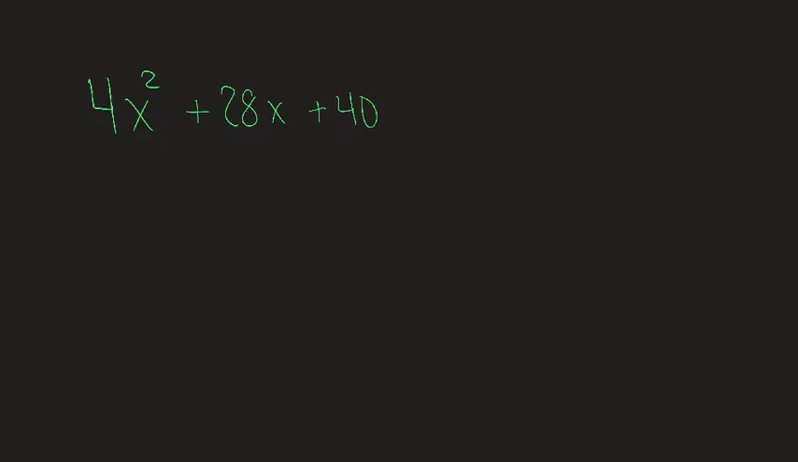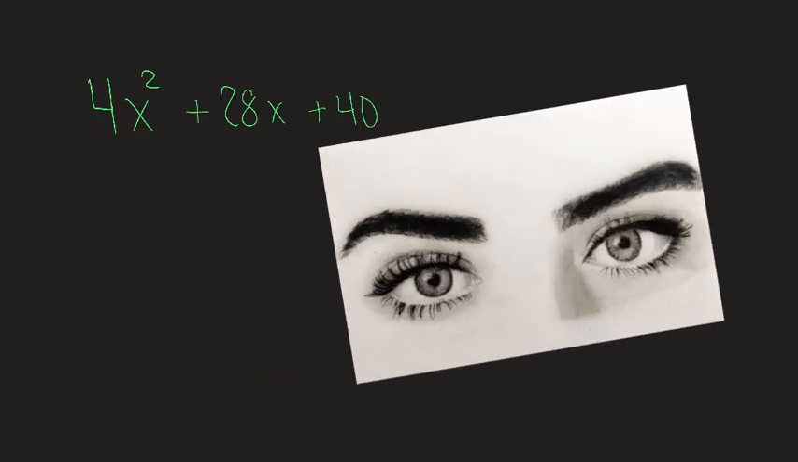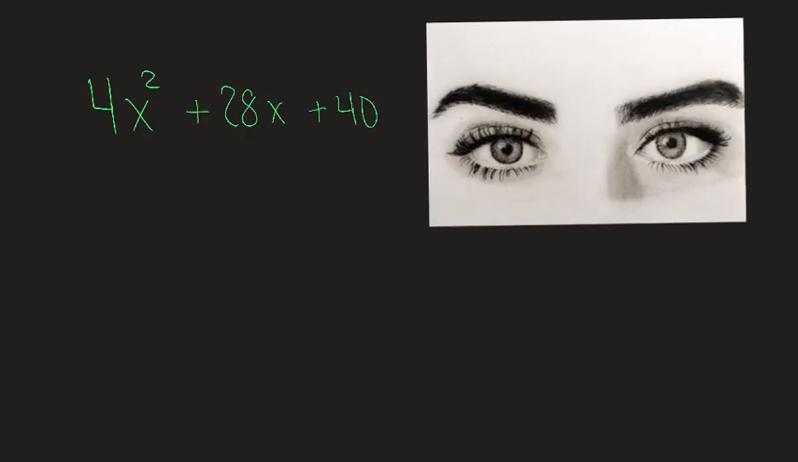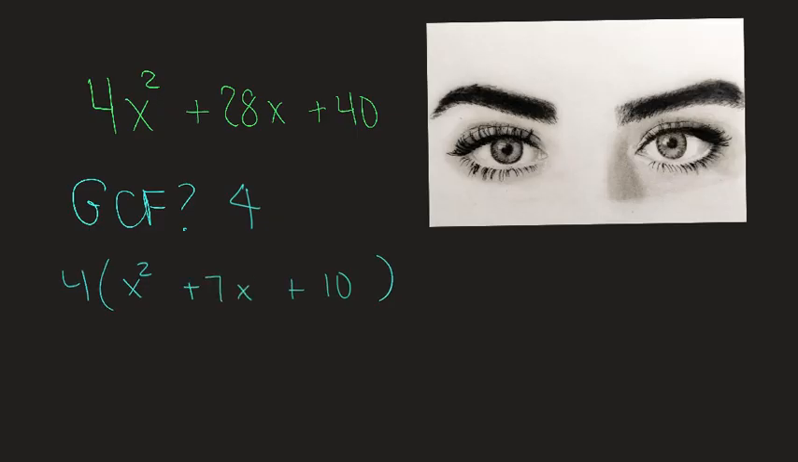Now, this is not my normal eyeball picture because that's on my other iPad, but you are supposed to notice something about all of these coefficients. They have a greatest common factor. What is that greatest common factor? What can I take out of each of the terms? I can take out a 4. So if I take out a 4, what's going to be left? X squared plus 7x plus 10. Now the leading coefficient is a 1.